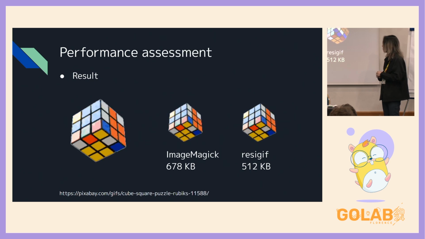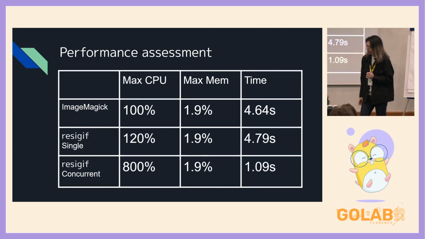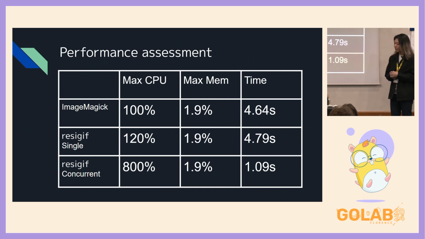produce similar visual results. And here, as for the performance result, let's take a look at ResizeGIF with the single thread first. For CPU, it used a little bit more percentage at maximum compared to the ImageMagick. The memory usage and processing time were almost the same as the ImageMagick one.